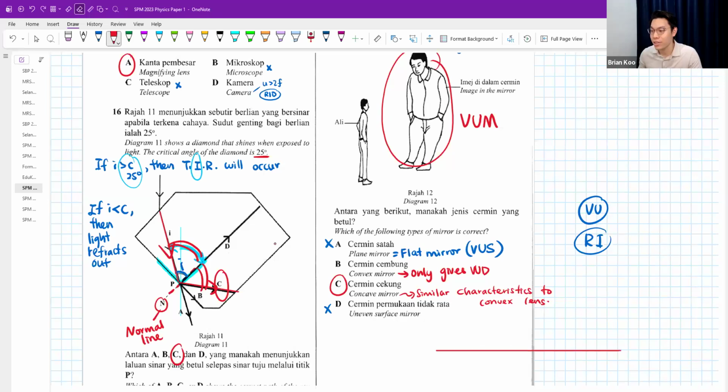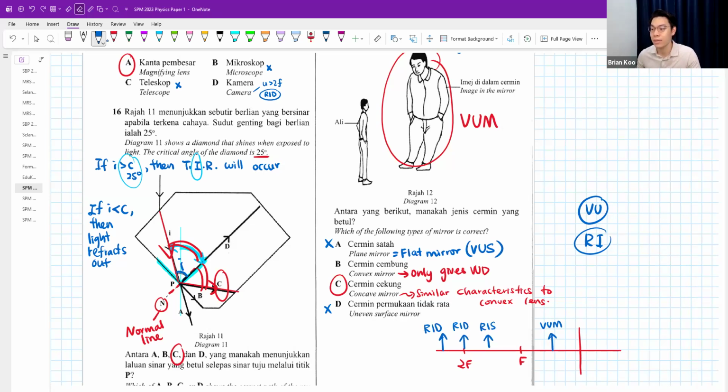I don't know whether I should do this. I feel like doing this might confuse some people. If, let's say, your F is here, 2F is here, having your object inside here will always give you a virtual upright magnified image. Having your object here will always give you a real inverted diminished image.